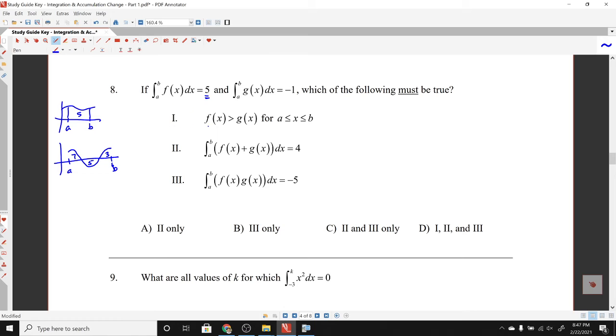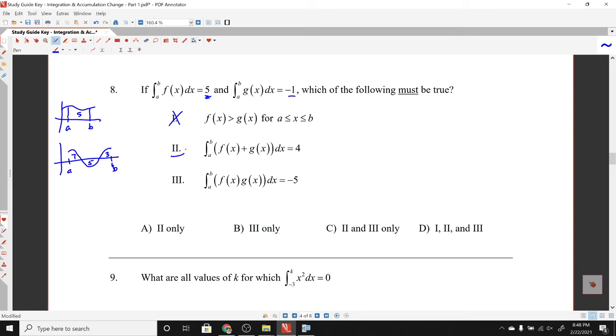So number 1, is f of x always above g of x? After all, the integral of f is greater than the integral of g. Well, for this reason right here, it doesn't always need to be. We have no idea what these functions look like on the interval from a to b. All that we know is that the area is 5 and the area is -1. So this is not true.